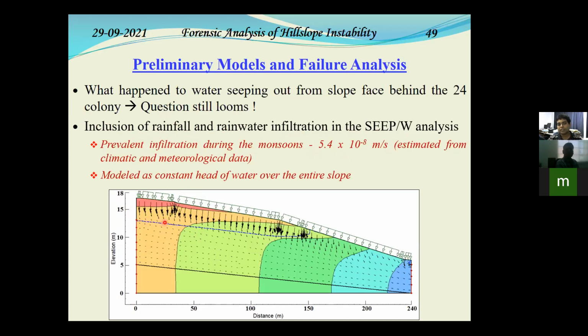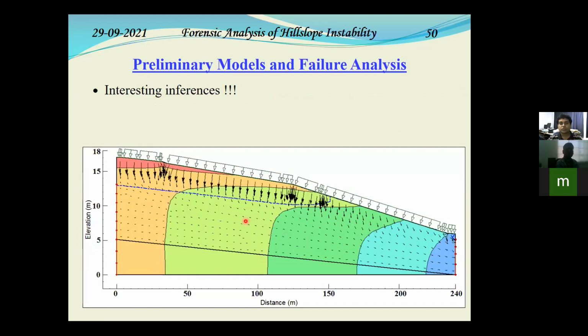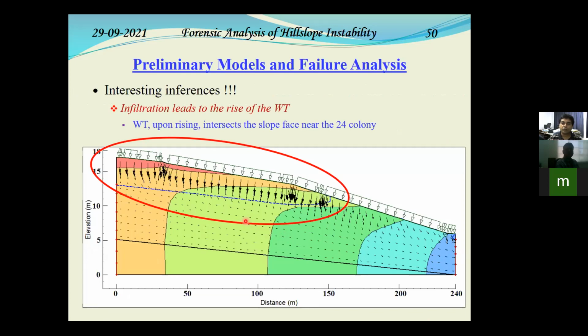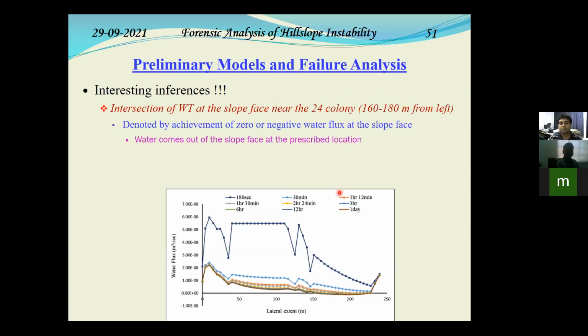So the water table earlier, which was going below the surface and meeting the rightmost point of the slope, now it has risen. So those inferences could be figured out, that infiltration has led to the rise of the water table. And as the water table has risen, you can see this blue line, that is the phreatic line. Now it is intersecting with the slope, which is near the 24 colony. And that gives us a good idea that whatever seepages we were seeing in the field probably is now coming from the rise of the water table due to the rainfall. So we moved one step ahead.